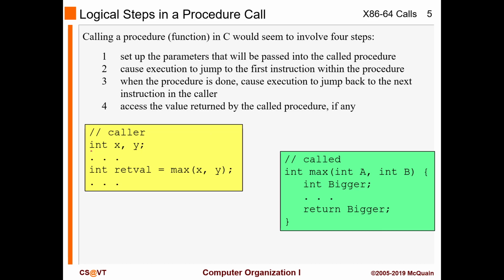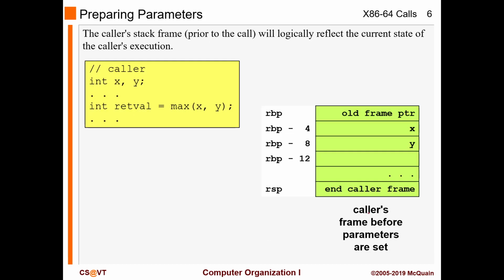Okay. So our caller has two variables, x and y, and is going to use them as parameters. And our called function has two parameters, like we are using here, x and y. They are going to be a and b in this case. And it has one local variable, which is going to be returned, okay? So the first step was to prepare the parameters, right? The caller's stack frame prior to the call will logically reflect the current state of the caller's execution. So this is what the stack looked like before the function max was called.